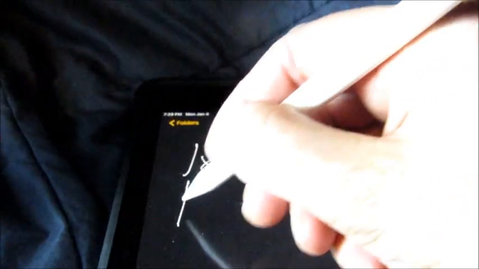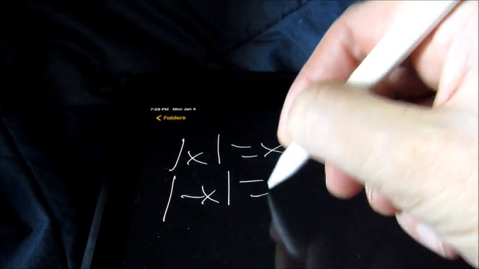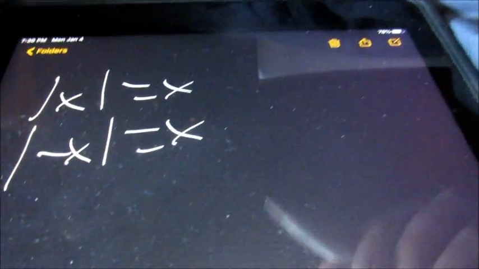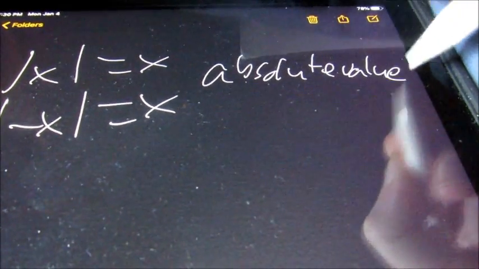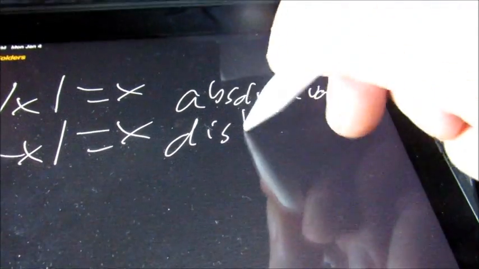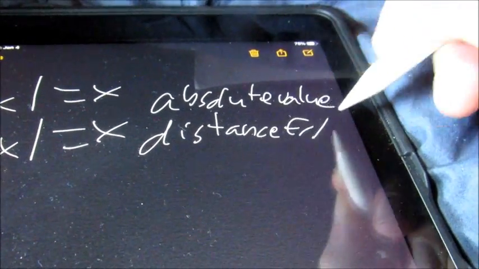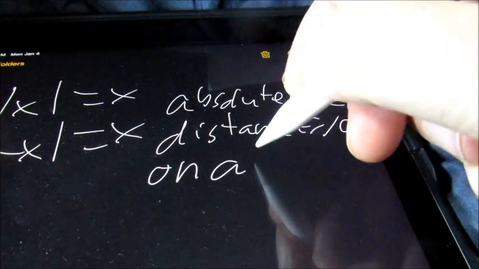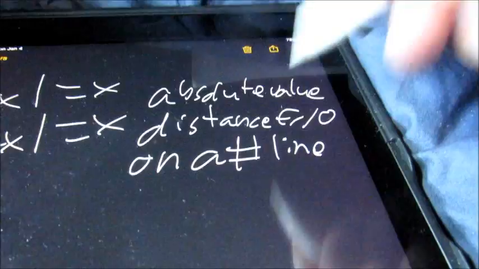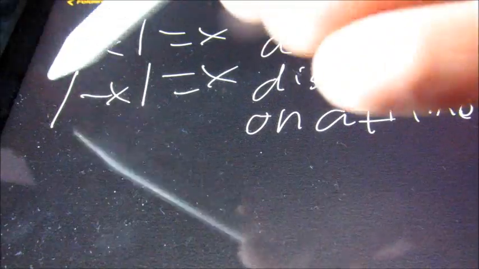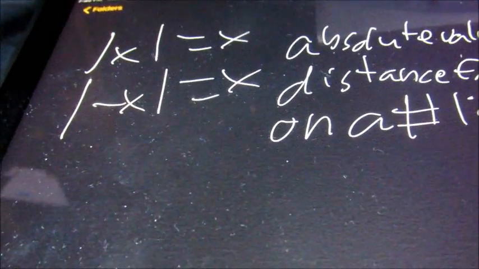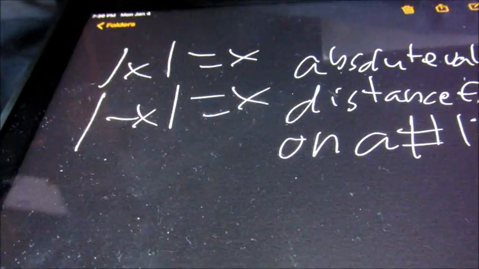So the next part here is absolute values. So absolute value of x is x. Absolute value of negative x is also x. The absolute value is basically the distance from 0 on a number line. So the absolute value is always going to be whatever is inside the absolute value signs, which are straight up and down lines, is going to be a positive number.